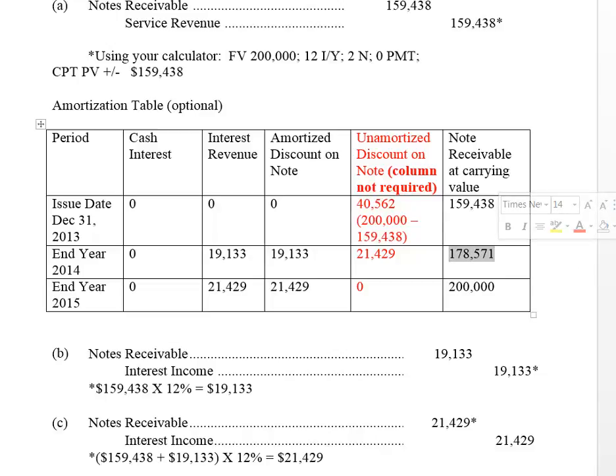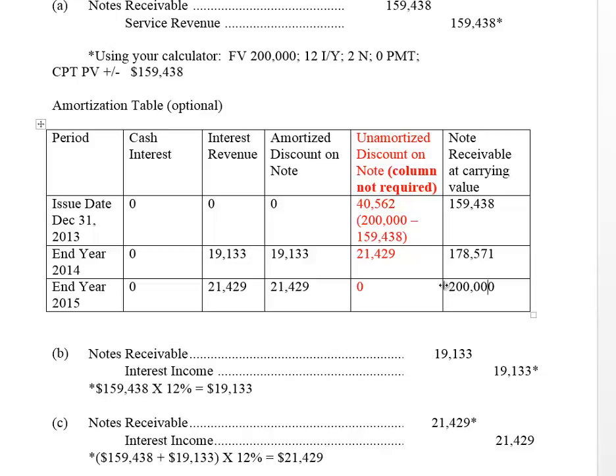$178,571. Remember, with this note, Rank has agreed to pay Clearing back $200,000 at the end of the 2-year period. So our note is going to grow from the present value we calculated at the issue date to the $200,000 amount. So we know that our note receivable has to go up in 2014 by some amount because it has to keep getting bigger, as you can see in this last column.